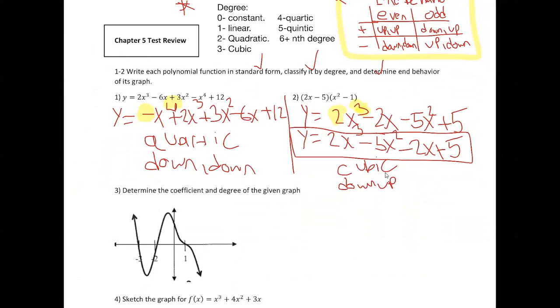They're going to give us a graph and we're going to be asked to find the coefficient and our degree. Let me just clarify: when I say coefficient, basically you're going to tell me if it's positive or negative. And for the degree, you should actually be able to get your degree.